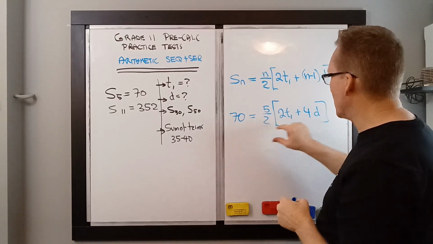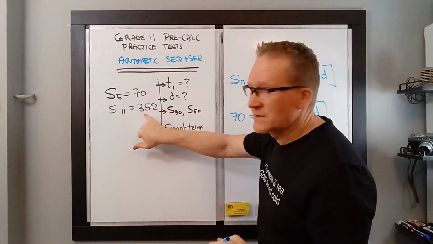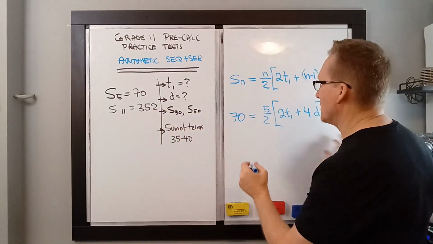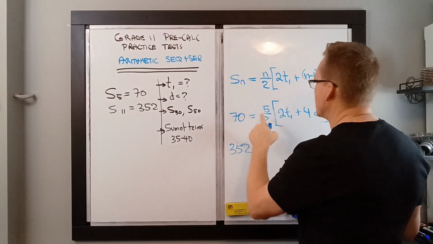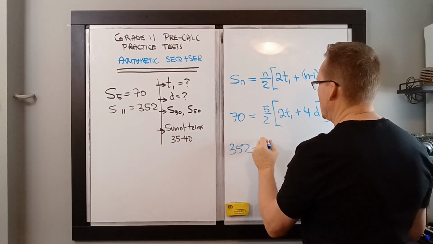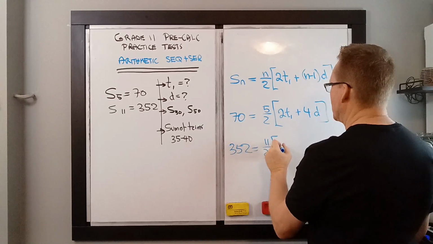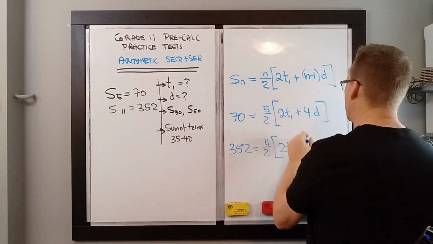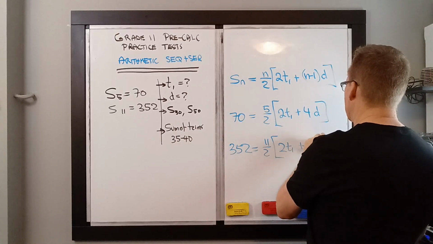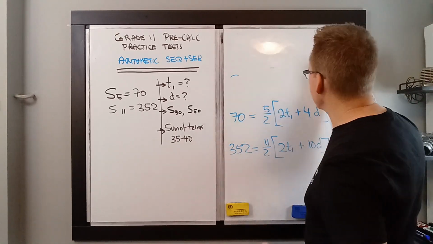Now we have 2 unknowns, 1 equation. This gives us another equation. Let's do the same thing here, only this time I'm going to write out 352 is equal to 11 over 2, since the number of terms is now 11. This is still going to be 2t1 plus, now it's 11 minus 1, 10 times d. Let's see if we can simplify these equations a little bit.